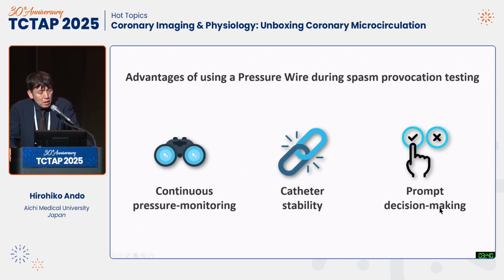This slide summarizes the advantages of using a pressure wire during the spasm provocation testing. First, it allows continuous pressure monitoring. Second, the pressure wire improves catheter stability. And finally, continuous monitoring enables prompt decision-making.